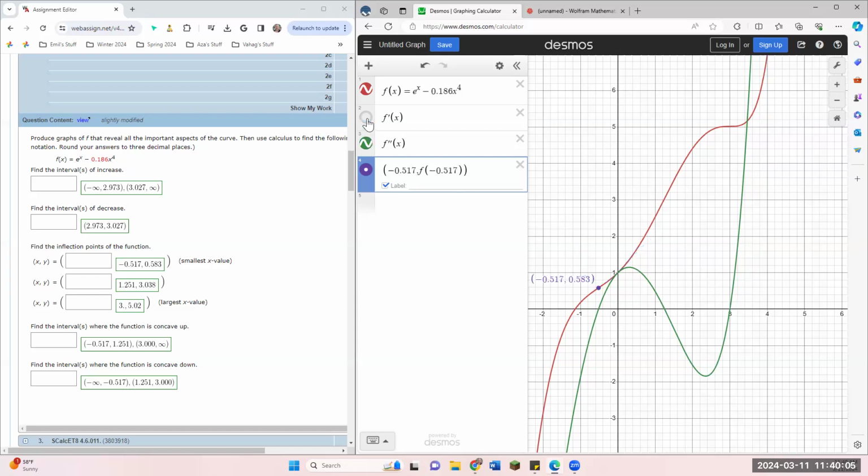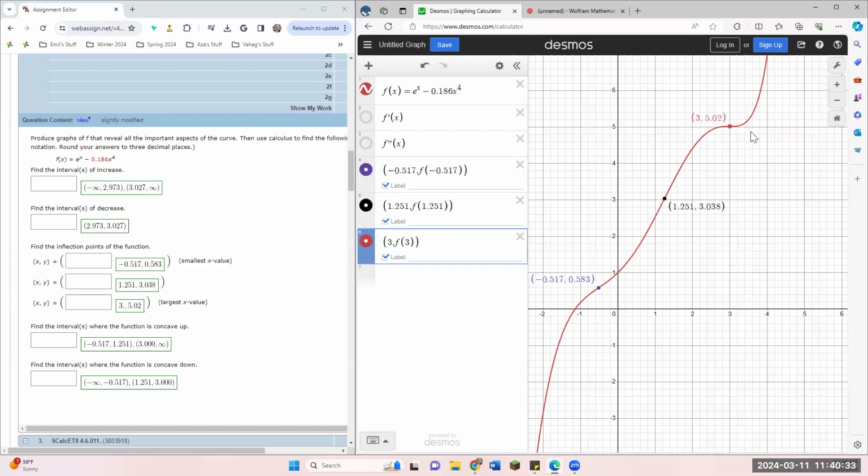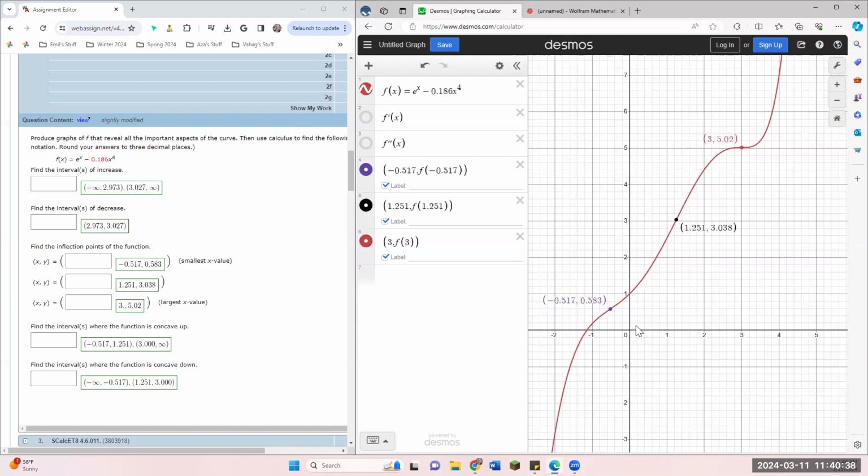While doing that, I'm going to turn off the first derivative, keeping the second derivative because I'm still using these points. The next one is 1.251. So I'm going to do 1.251, comma, f of 1.251. So I'm actually putting these points on the actual graph, right? And then the last one is just 3. All right, now we can turn off the second derivative. And here we have the actual full points on the original function. And those are the solutions that you see here.